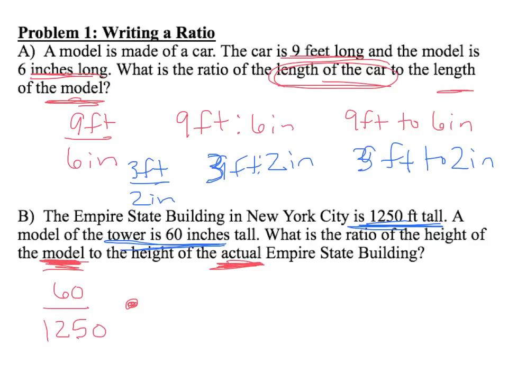So model should go on top. Now I have to simplify this. Now whenever you have a number over number and there's a 0 in both, I can just cross out those zeros. 6 and 125 are in simplest format. So my final answer would be 6 inches to 125 feet. Again, you could have written it with a colon or with "to" in the middle.